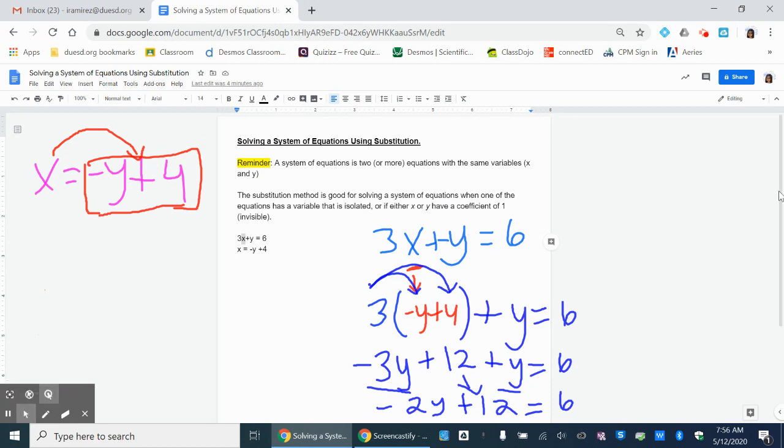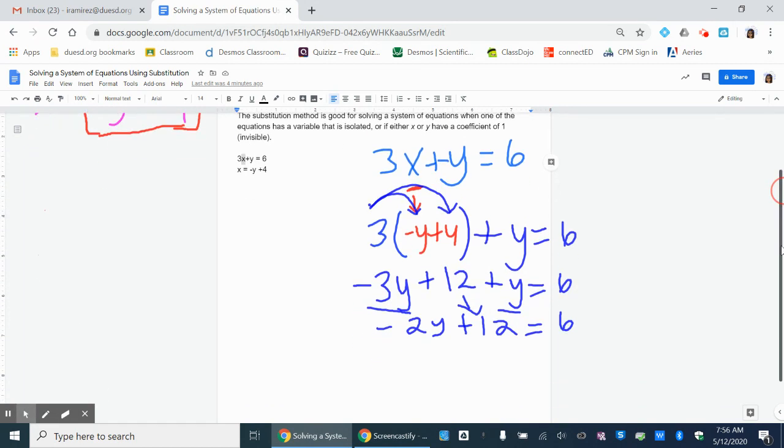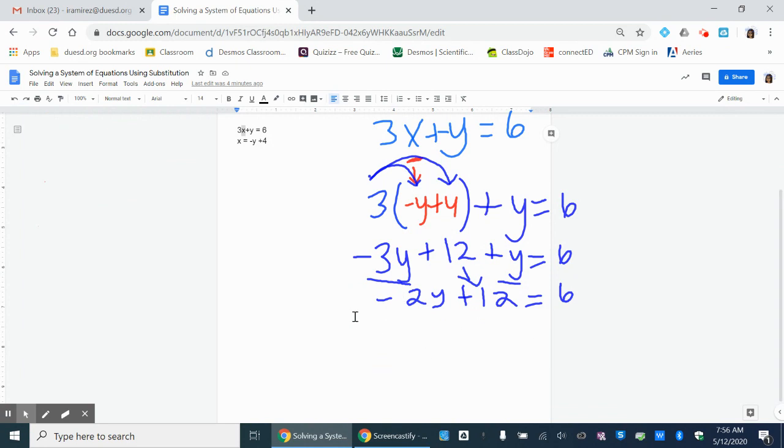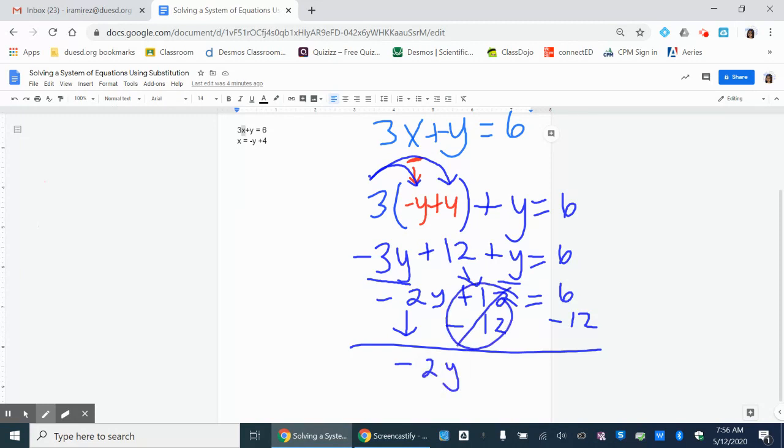And now this is actually a 7th grade two-step equation. So we're going to get rid of this constant with the negative 2y, this plus 12. And in order to do that, we're going to go ahead and subtract 12 to both sides. And then we bring down this negative 2y, and then 12 minus 12, they cancel out.